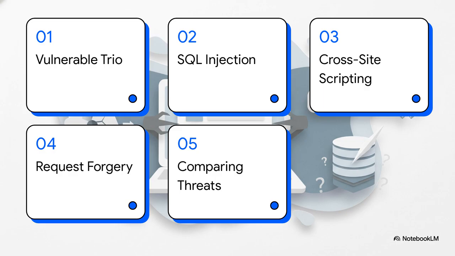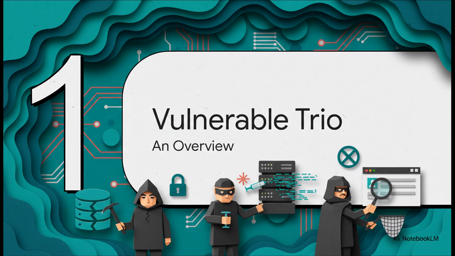First, we'll get a high-level look at this vulnerable trio. Then, we're going to do a deep dive into each one: SQL injection, cross-site scripting, and that tricky one, cross-site request forgery. We'll see how they work and, more importantly, how you can stop them. And then, we'll wrap it all up with a side-by-side comparison to make sure these concepts really stick with you. All right, let's start with the big picture.